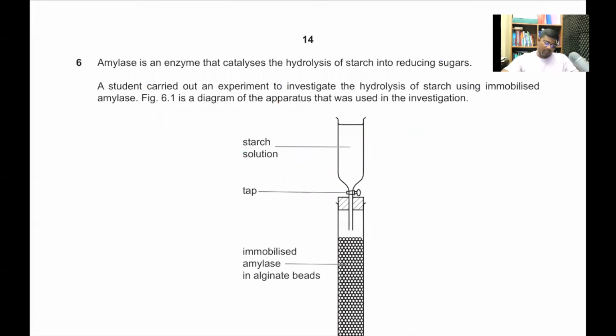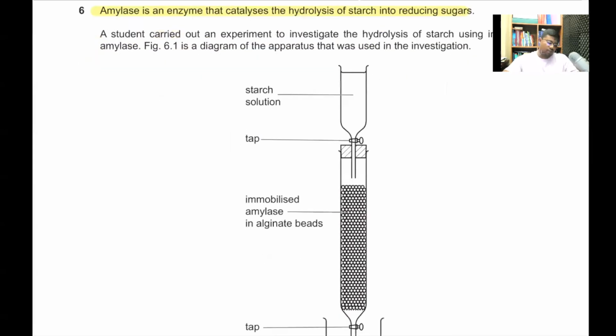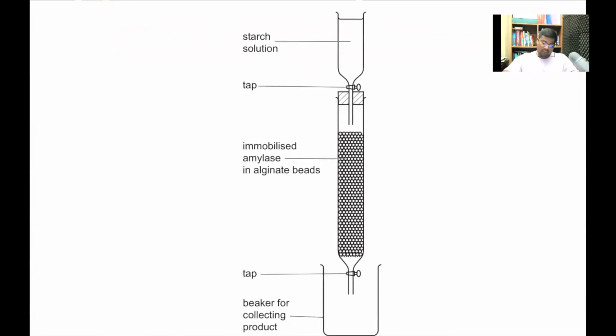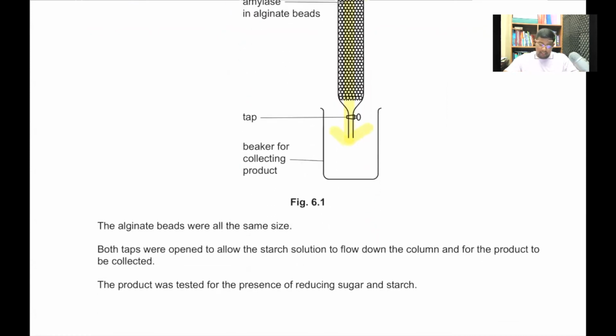Part 6. Amylase is an enzyme that catalyzes the hydrolysis of starch into reducing sugar. A student carried out an experiment to investigate the hydrolysis of starch using immobilized amylase. Figure 6.1 is a diagram of the apparatus that was used in the investigation. We can see the starch solution present over here. When the tap is open, the starch solution will go through the immobilized amylase, through the alginate beads, and then the product will be collected in this beaker.